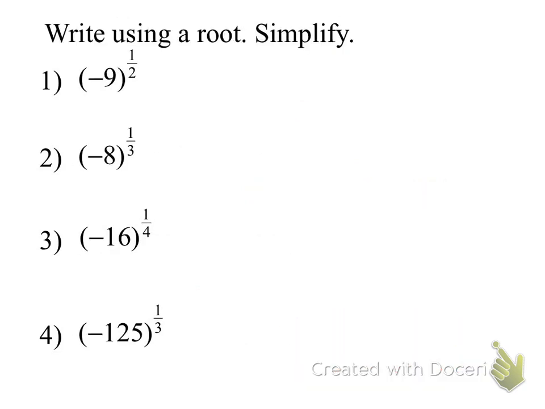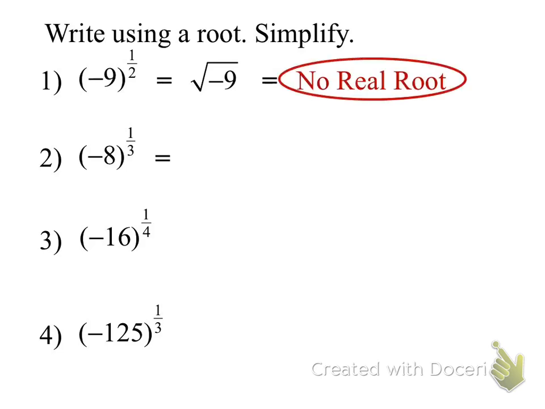Okay, let's move on to writing using a root. Okay, so isn't this basically what we were doing before? Can't do it. This is more of the same. Can we do this one? Yes. It's negative 2. Why don't you do the next 2? Go.